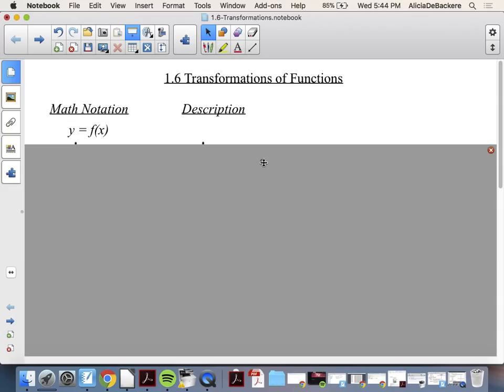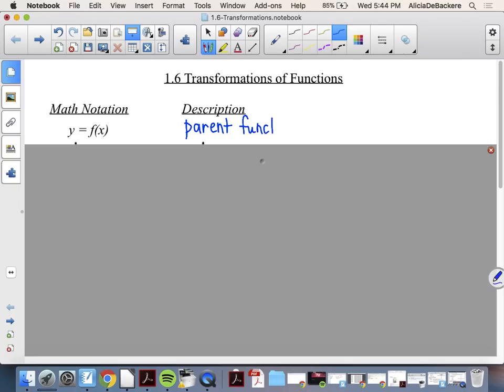So all of my questions are going to start by telling me y equals f at x, and this is going to tell me what the parent function is. So this might be the radical function, it might be the reciprocal function, it might be the quadratic function.